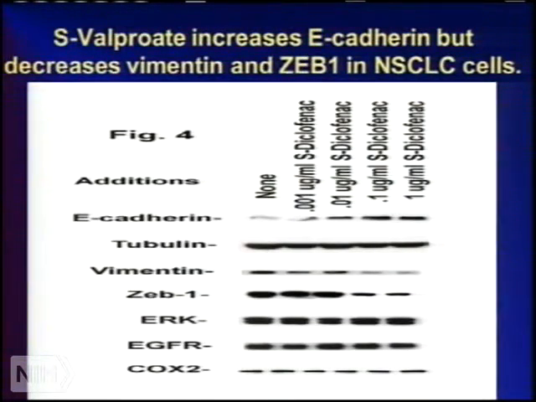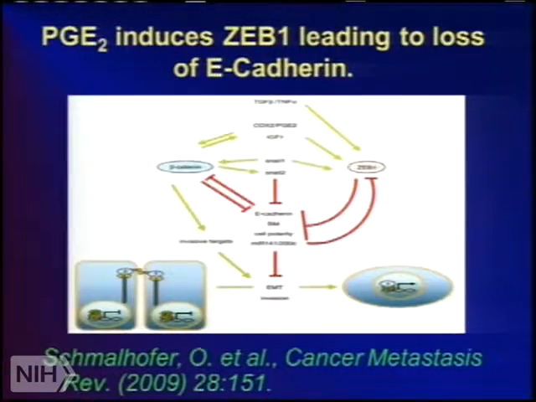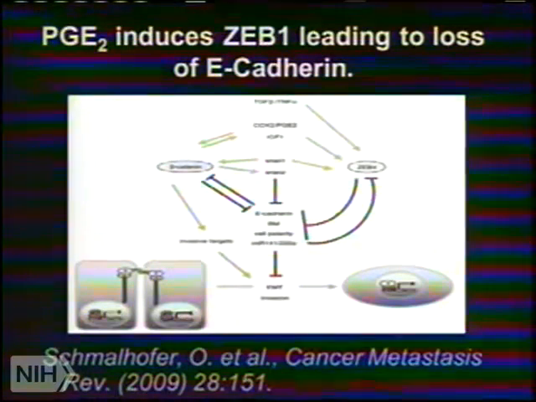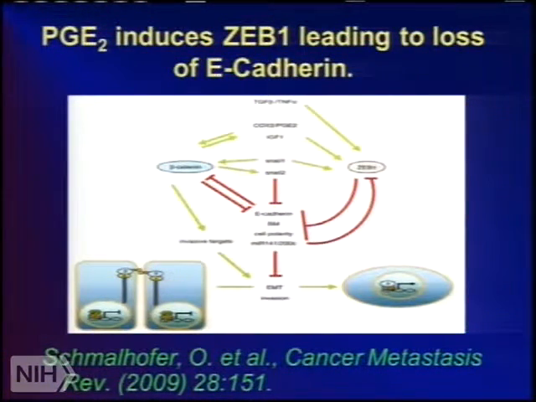So when we looked again, we saw the E-cadherin going up. Nothing was happening to the tubulin. Nothing was happening to the COX-2. Nothing was happening to the EGF receptor. Nothing was happening to the ERK. But we saw vimentin going down and ZEB1 going down. And this is just the process of the epithelial to mesenchymal transition. The cancer cells, they're initially localized to the tumor, but then they want to get out and invade to distant organs, and they become more mesenchymal to do this.